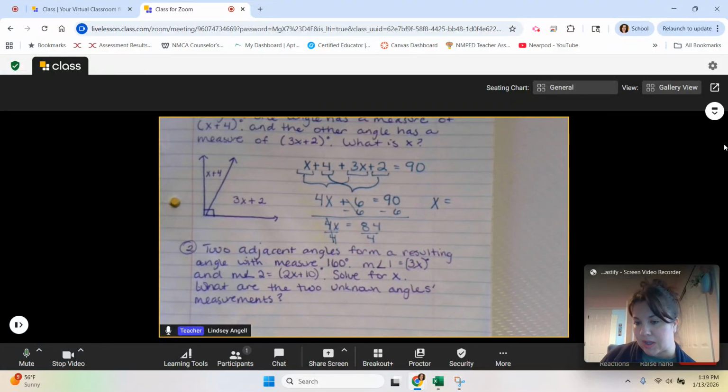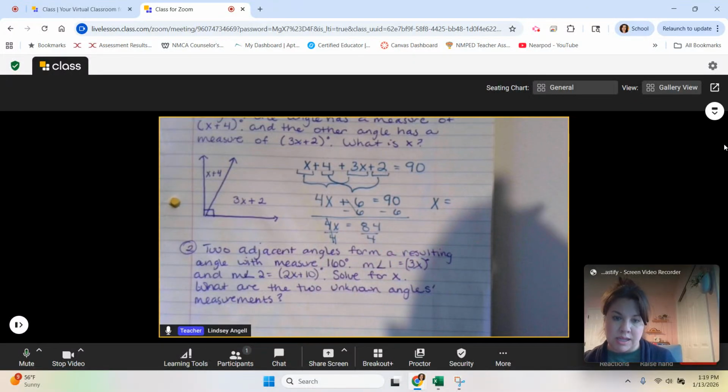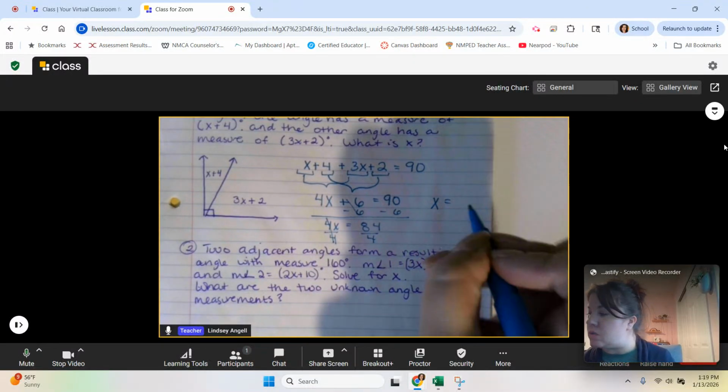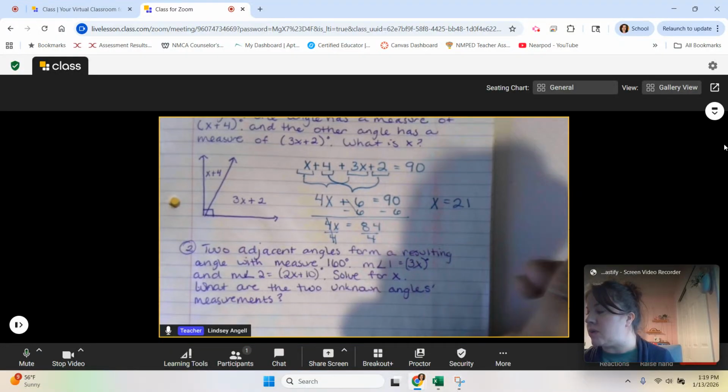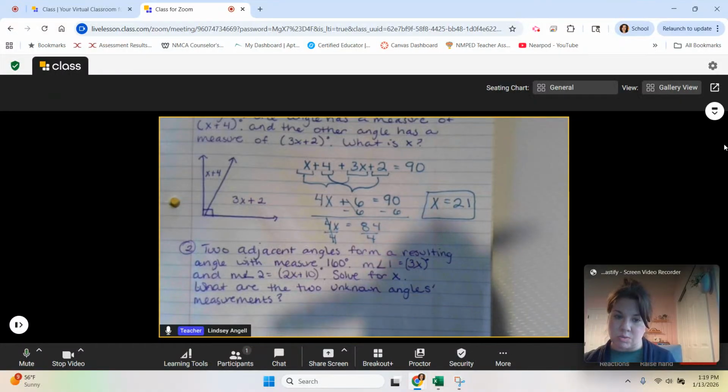You could use your calculator if you want, but 4 divided by 4 I know is equal to 1. And then 80 divided by 4 is 20. So that will give me 21. So in this particular case, x is 21.